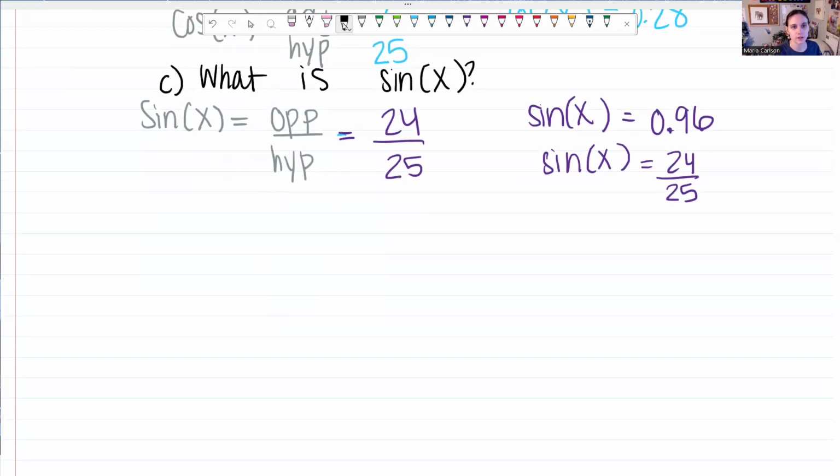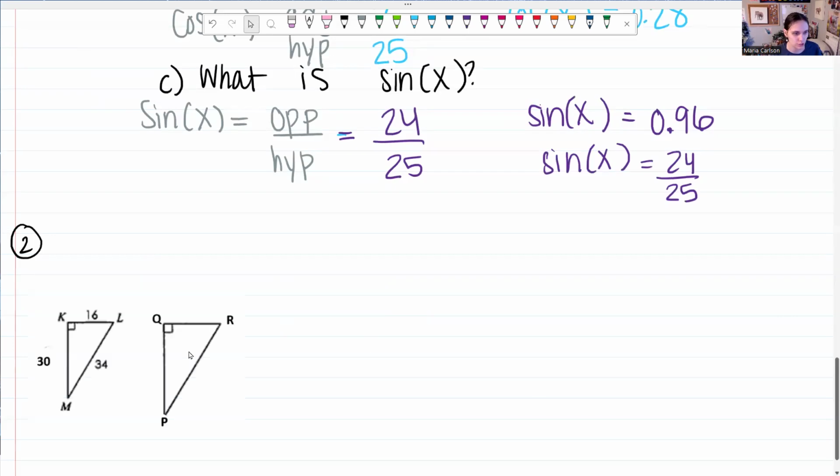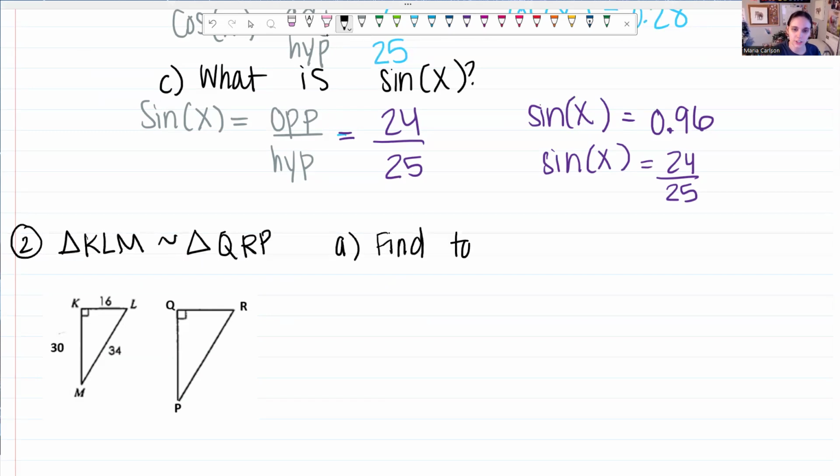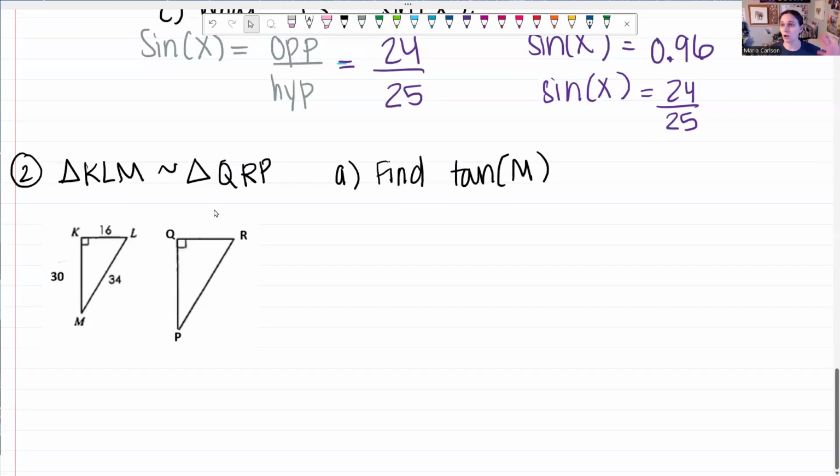Let's look at another set of triangles. So number 2 actually has an image. And if you can't print this out, this is an easy one to just draw in your notes real quick. For this, it's important to note that triangle KLM is similar to triangle QRP. We're going to start by finding the tangent of angle M, in the smaller triangle KLM. So here is that angle M.